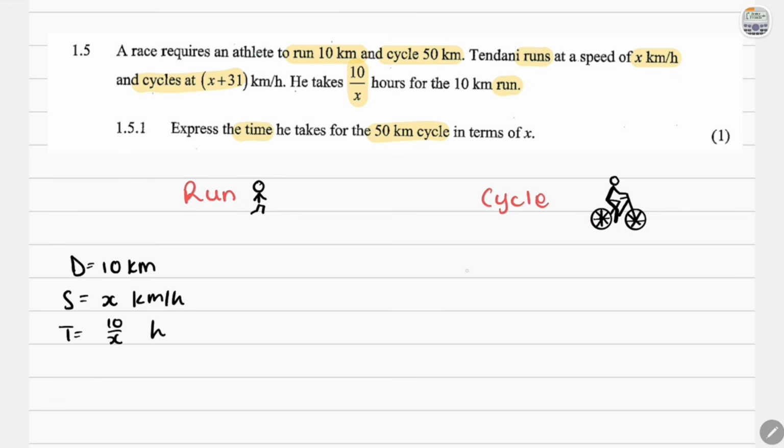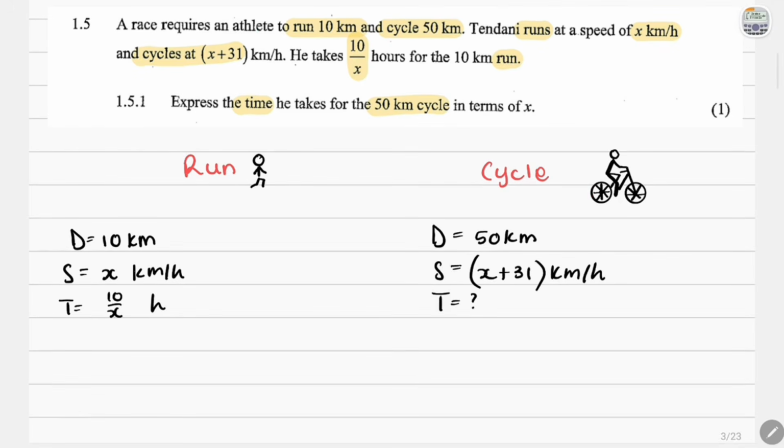And then for the cycling, what do they tell us? They tell us that he has to cycle a distance of 50 kilometers at a speed of x plus 31 kilometers per hour. So that is what we have there, x plus 31, and that is our speed. They put a bracket here so you know that it's for the entire x plus 31, not just the 31.